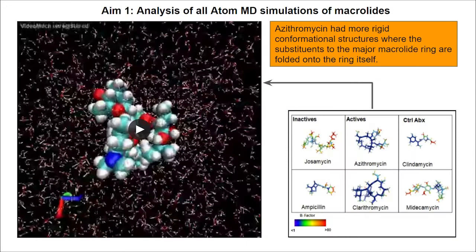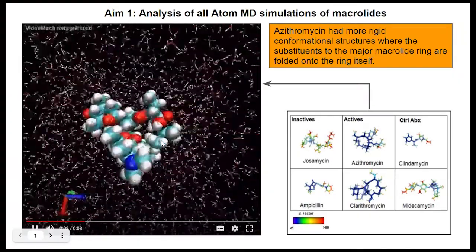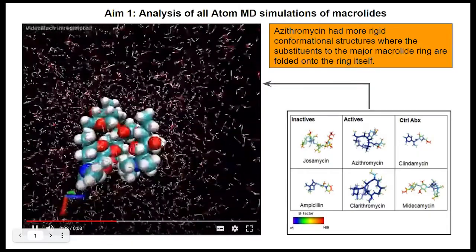As you can see on the macrolide panel derived from MD simulations, there are clear differences in flexibility and structure across active, inactive, and control macrolides. You can also see an example of a 1 nanosecond simulation of azithromycin solvated in water.